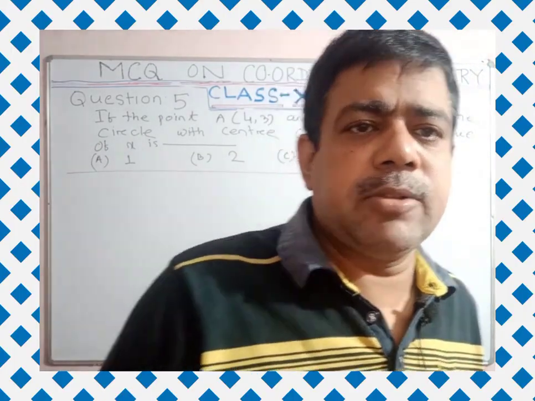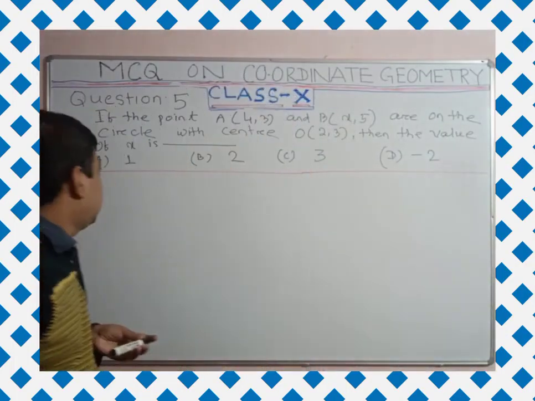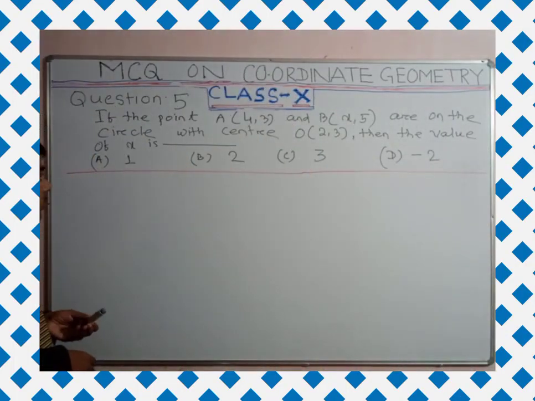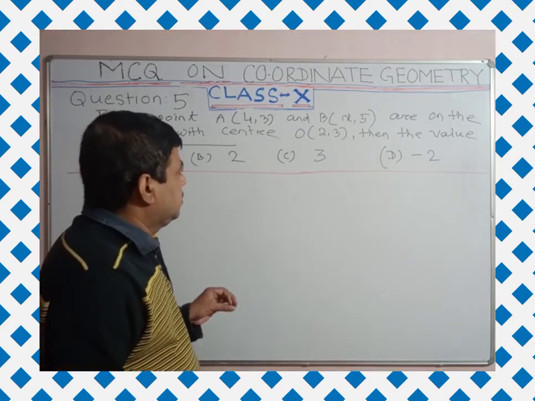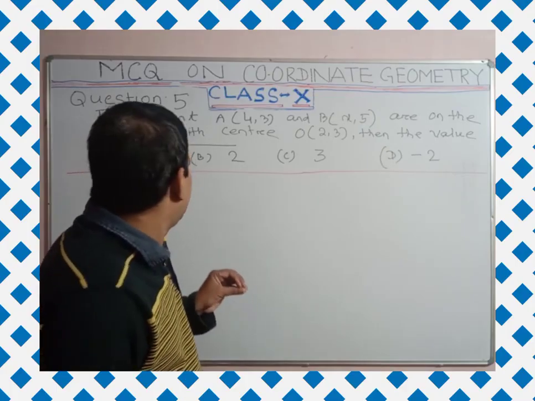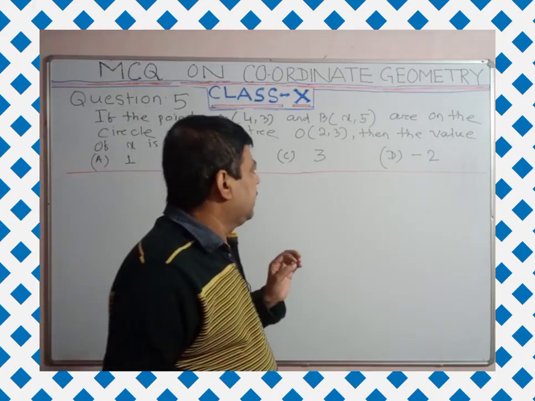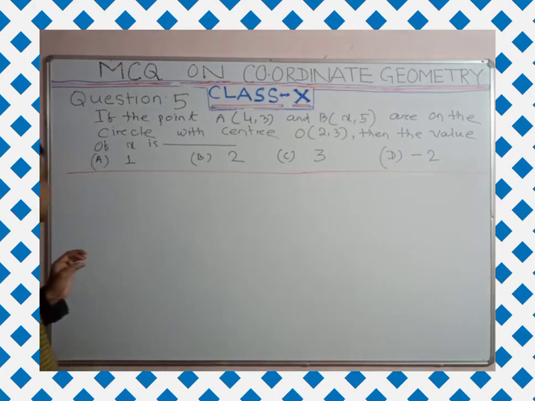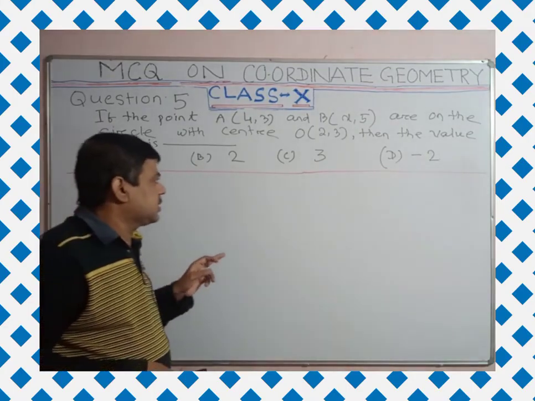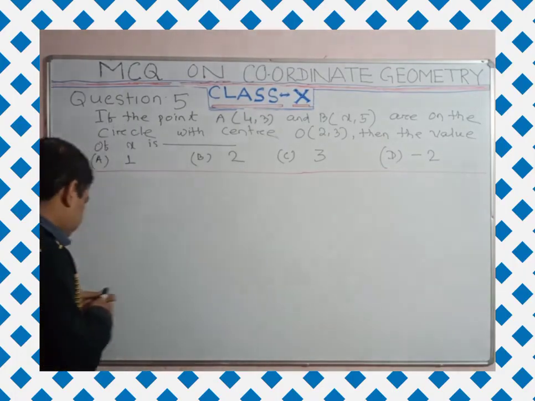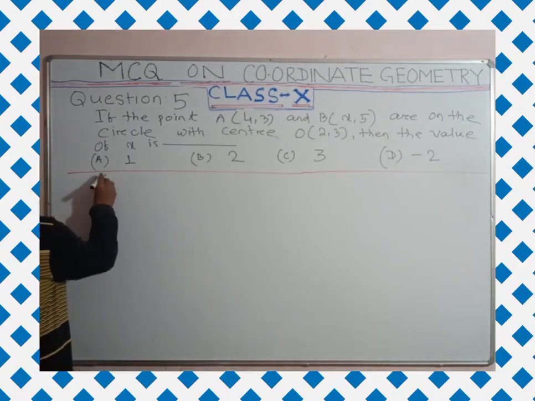My next question is question number 5, which I am going to discuss here. Let's see the question. If the point A, whose coordinate is (4, 3), and the point B with coordinate (x, 5) are on the circle with center O, whose coordinate is (2, 3), then the value of x is: option A is 1, option B is 2, option C is 3, and option D is -2. You have to find out. Understand?